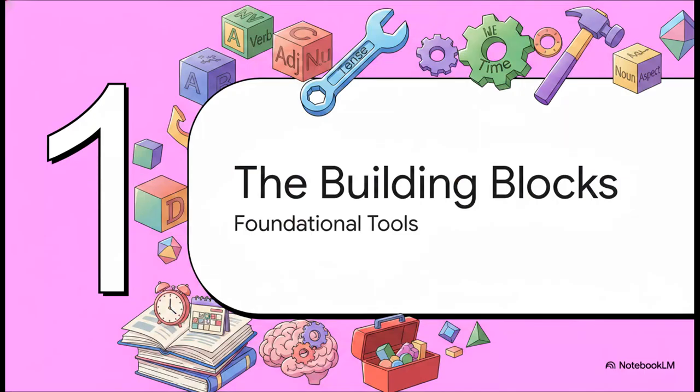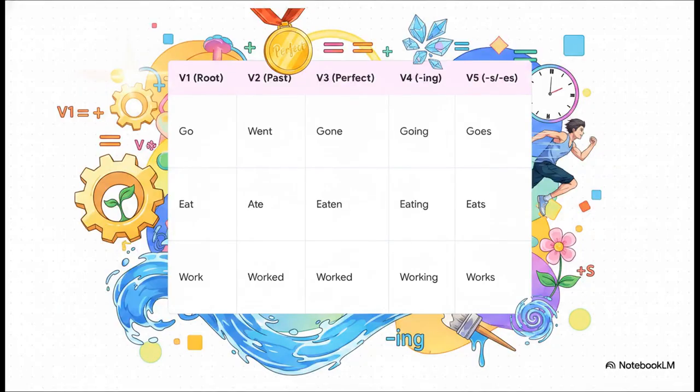All right, part 1, the building blocks. Before we even touch the timeline, we've got to get our foundational tools sorted out. Every single verb in English takes a few different forms, and we can just label them V1 through V5. V1 is your root word, like eat. V2 is the past form, ate. V3 is the perfect form, eaten. V4 is that continuous ing form, eating. And V5 is the present singular S form, eats. Basically, we're just going to plug these 5 forms into our equations like math variables.